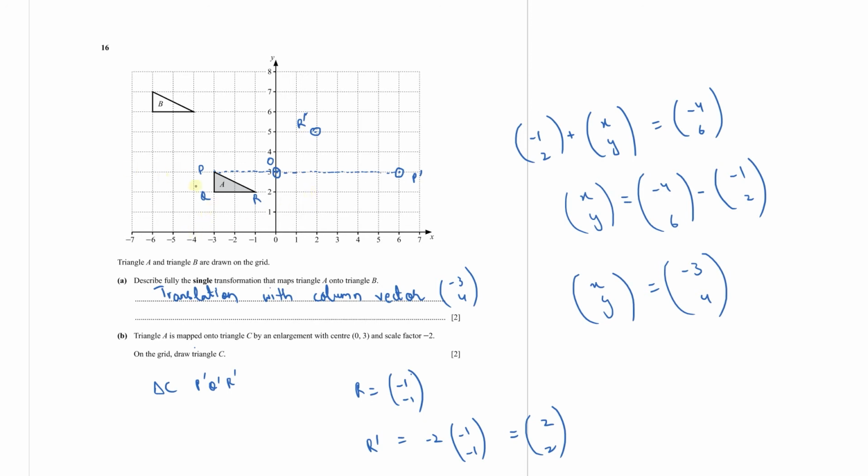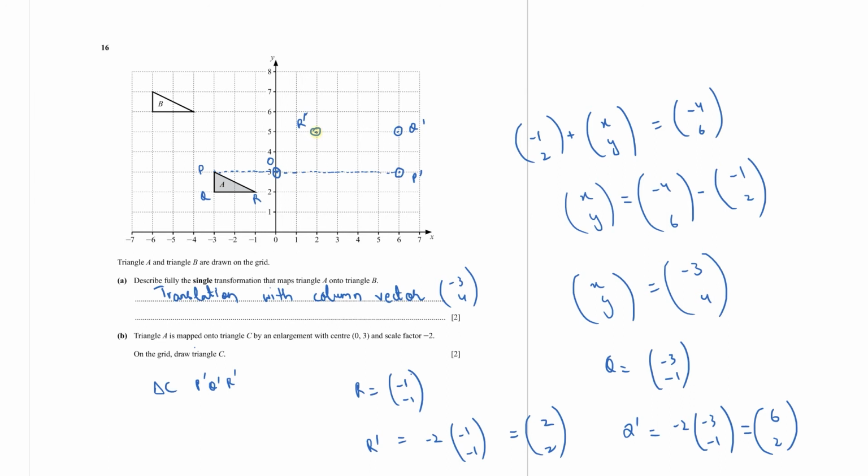Similarly for Q, what is the column vector of Q? It's (-3, -1). Then Q prime would be -2 times (-3, -1), which is (6, 2). So (6, 2) means if I start here, 6 will be here, and then 2 will be here. So this will be your point Q prime.